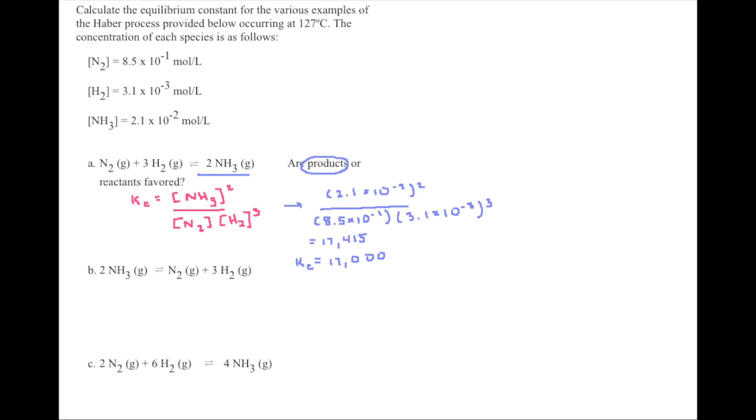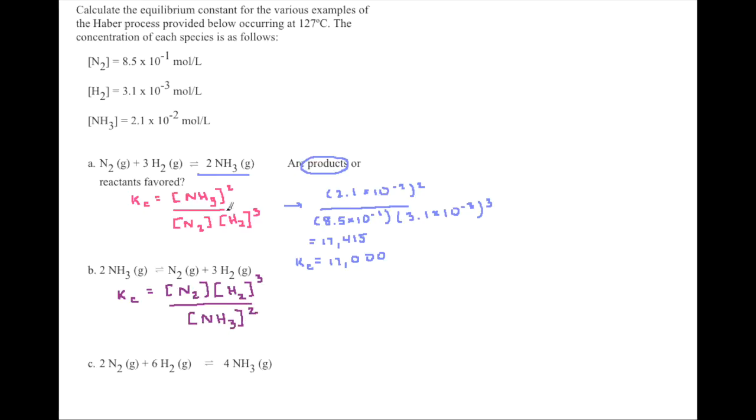Now let's actually see how I can manipulate this Haber process reaction, and what I need to do in order to calculate my equilibrium constant as a result. So if you look at B, what you should notice is that this reaction right here is just the exact opposite of the reaction I had above. So my Kc for this is going to be equal to the concentration of N2, because that's now my product, times the concentration of H2, cubed, all over the concentration of NH3, and that is going to be squared.